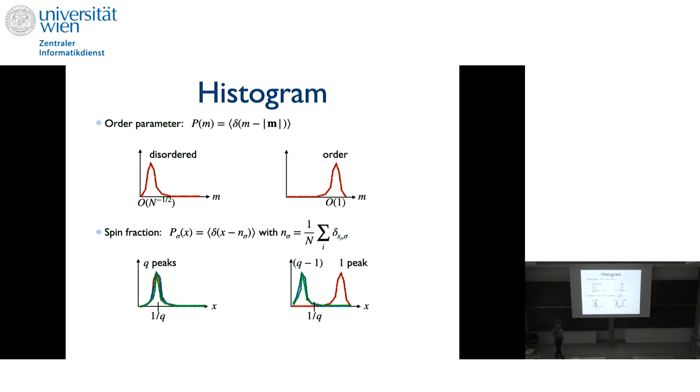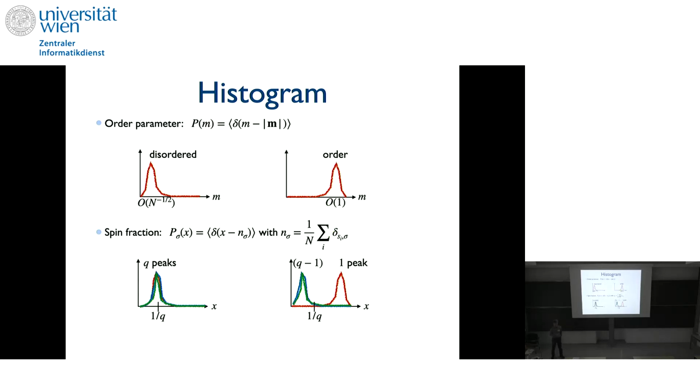So we look at the histogram. Usually one considers the histogram of the order parameter. From the Monte Carlo time series, you can construct this histogram. If you are in the ordered state, then you have a peak of this histogram at some non-zero value. But if you are in the disordered phase, then you have a disordered peak here. And if you have phase coexistence, then you have a mixture of this disordered peak and ordered peak at the same temperature.